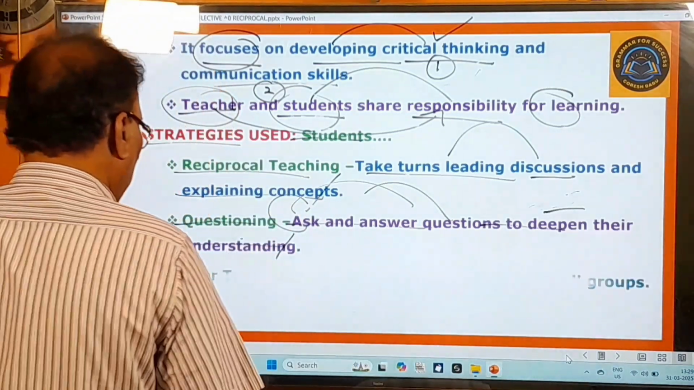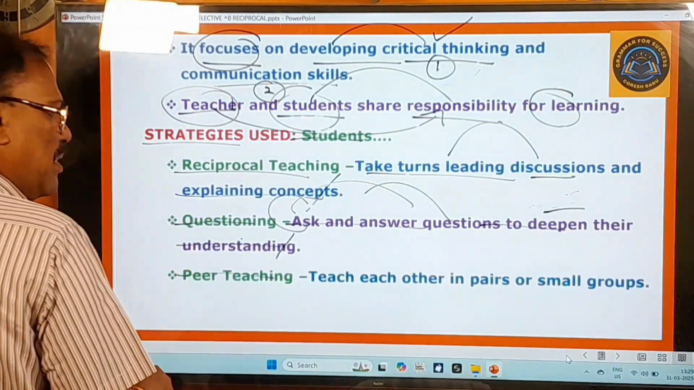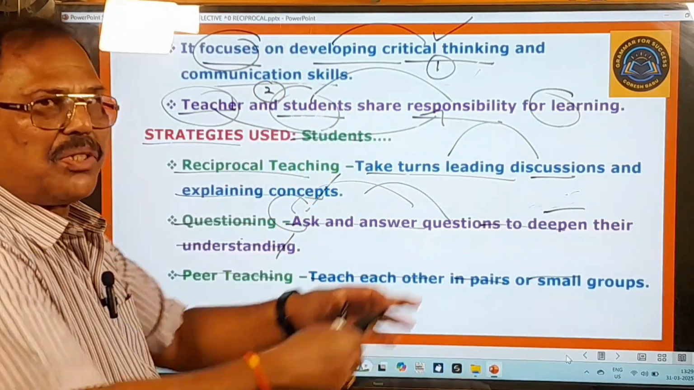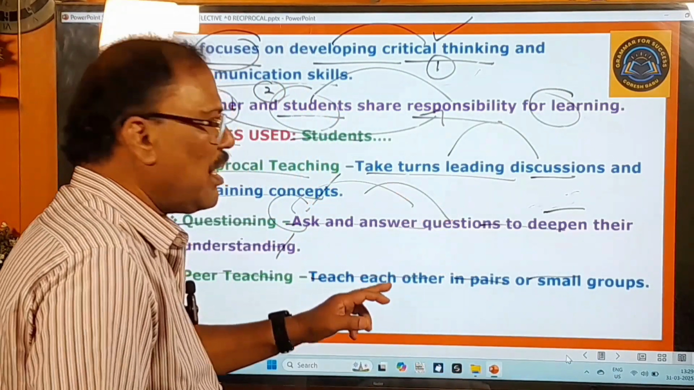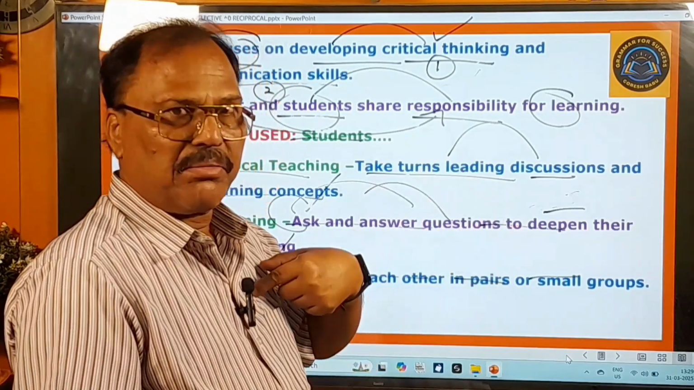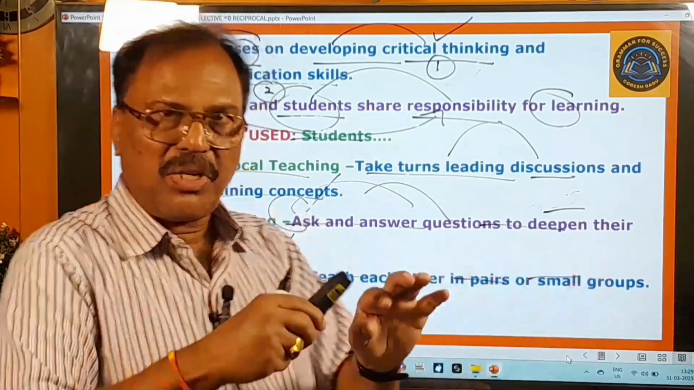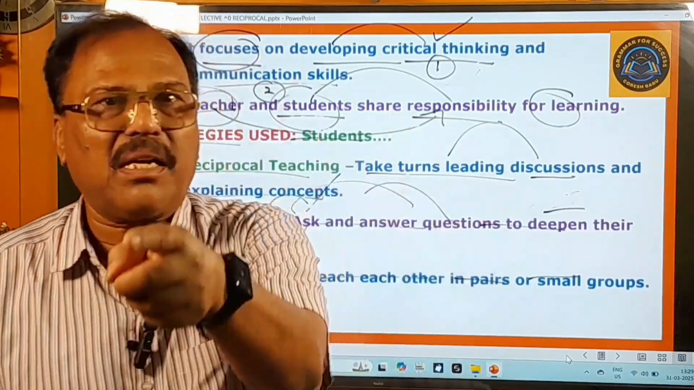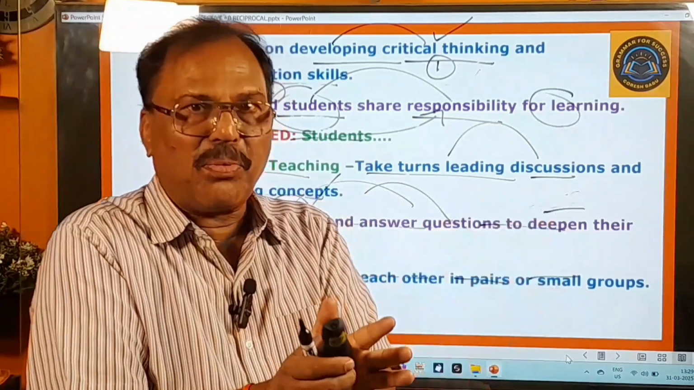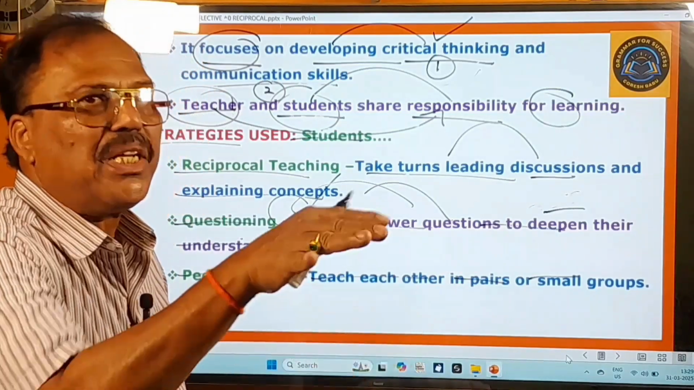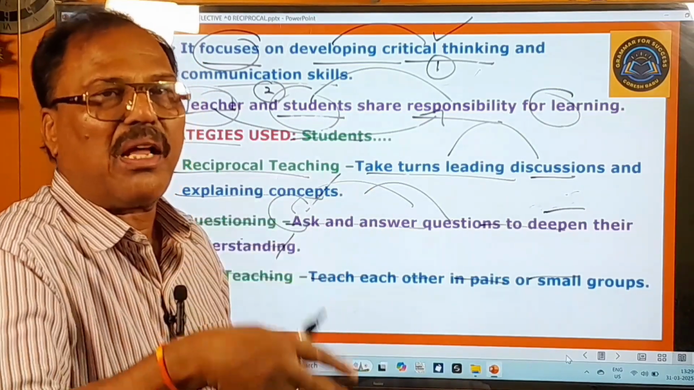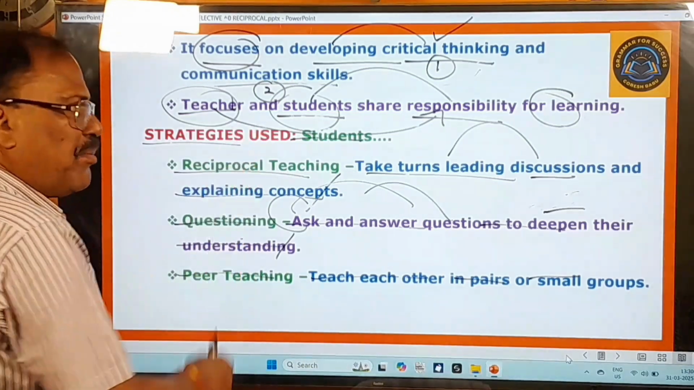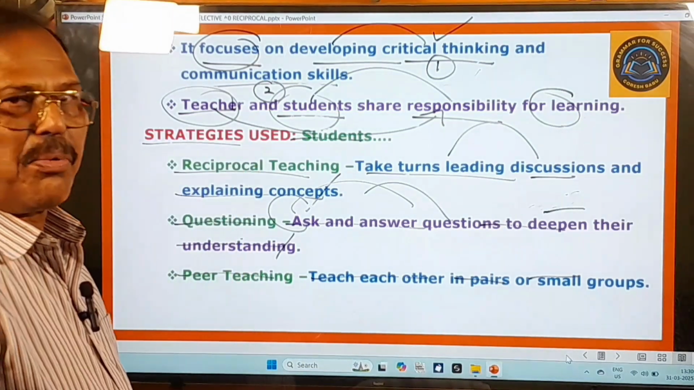And here another strategy is peer teaching. What is this peer teaching? Teach each other in pairs and small groups. All the students of the class will teach each other. I teach him, he teaches me. I teach her, she teaches me. So it's in pairs and some small groups also. I teach him and he teaches her, she teaches me. So this is a small group. So students themselves will teach so many things and so they learn so many things. So this is a beautiful technique, a beautiful strategy adopted by the students in this reciprocal teaching.